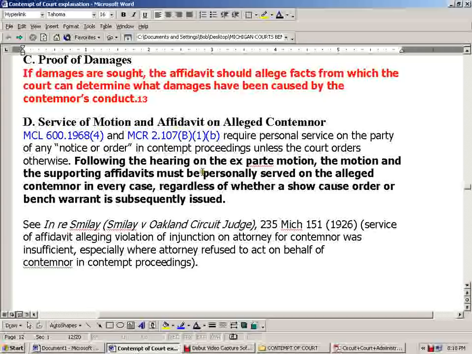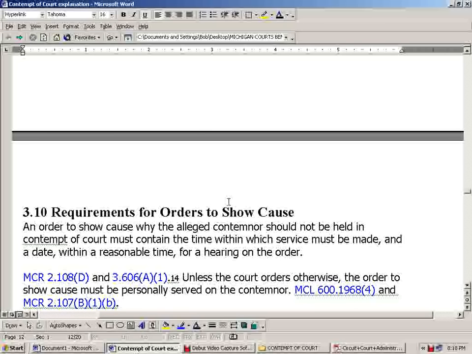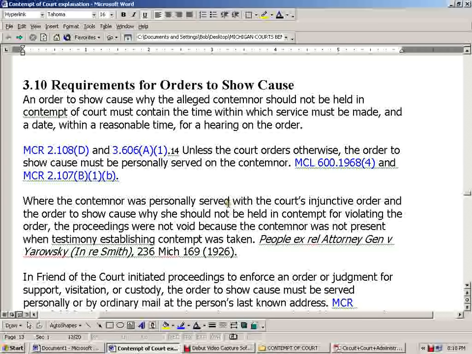Following a hearing on the ex parte motion, the motion and supporting affidavits must be personally served on the alleged contemptor in every case, regardless of whether a show cause order or bench warrant is subsequently issued. But again, I don't believe we do this. This is what the court does. Only the court can call somebody to court.